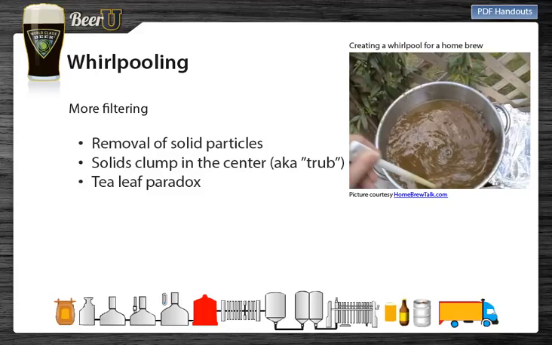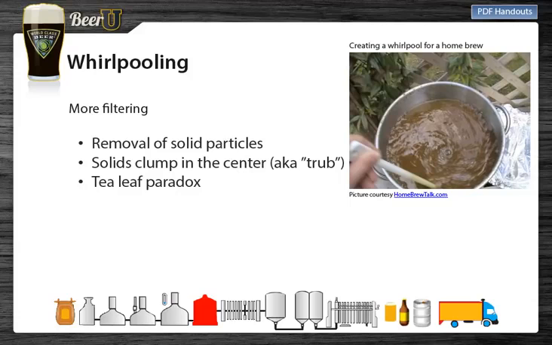After the boil, there are still plenty of solid particles in the wort, like small pieces of hops. Putting the wort through a whirlpool helps to remove many of these particles. In a whirlpool, solid materials tend to clump together in the center of the vortex while the liquids are forced to the outside of the vessel. When the wort is drained, the solids are left in the vessel.